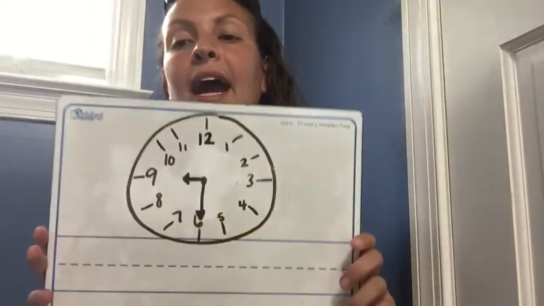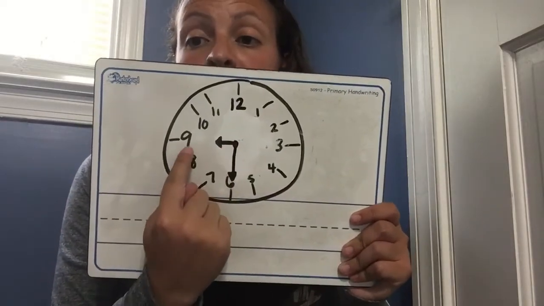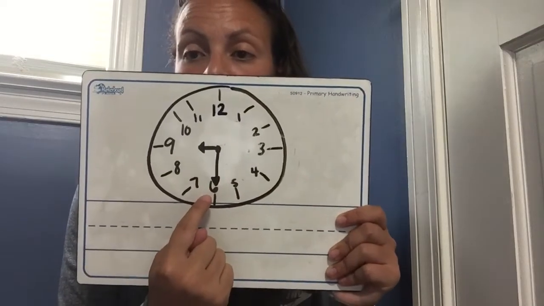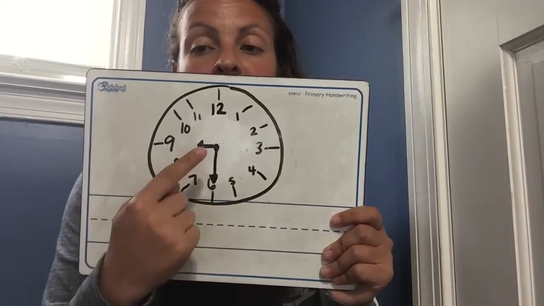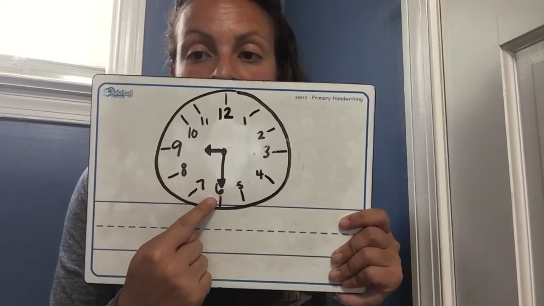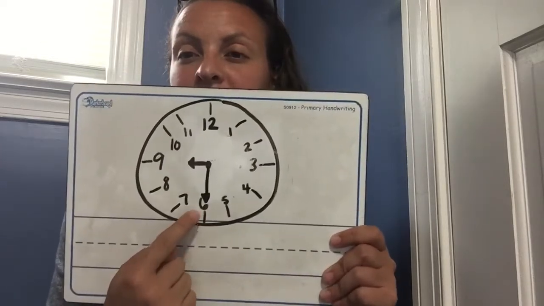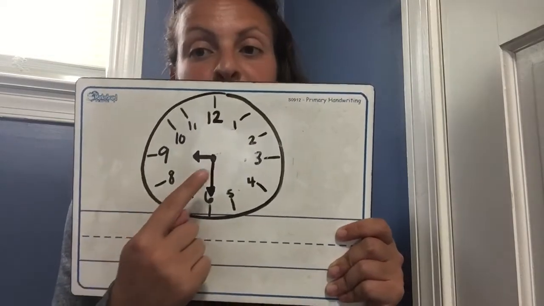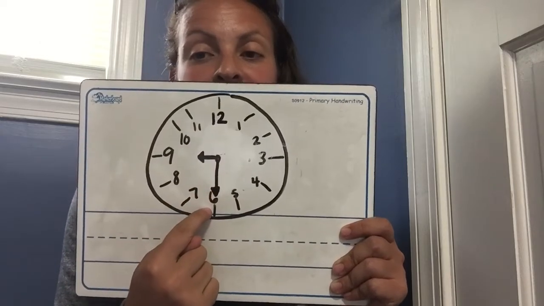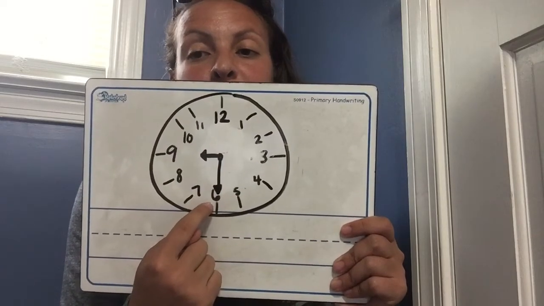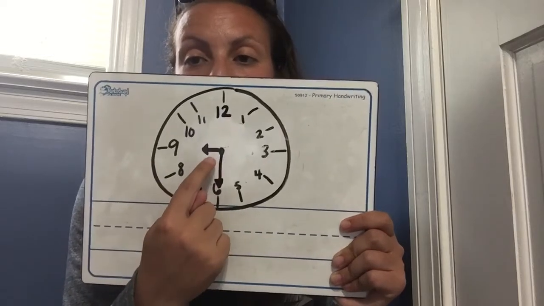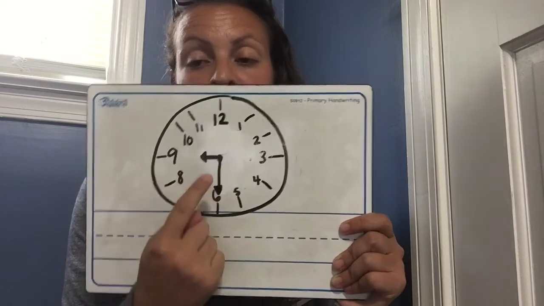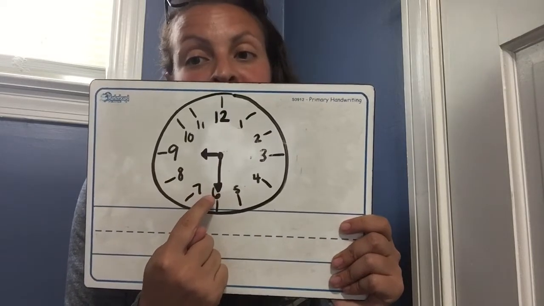Now, our hour hand is still pointing to the 9, but our minute hand moved to point to the 6. So if we remember, if the minute hand is pointing to the 6, that means how many minutes has gone by? If you said 30, you are correct. 30 minutes has gone by because it's now pointing to the 6. So our time here is 9:30 because the minute hand is pointing to the 6.